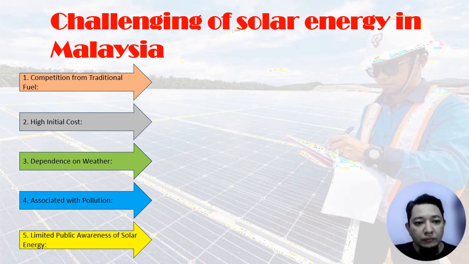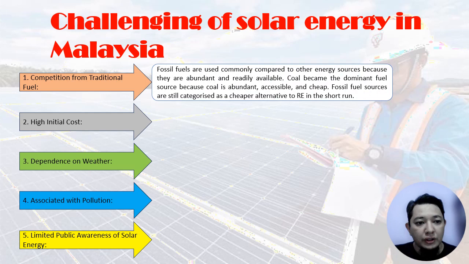First point, competition from traditional fuel. Fossil fuels are used commonly compared to other energy sources because they are abundant and readily available. Coal becomes the dominant fuel source because coal is abundant, accessible, and cheap. Fossil fuel sources are still categorized as a cheaper alternative to renewable energy in the short run.